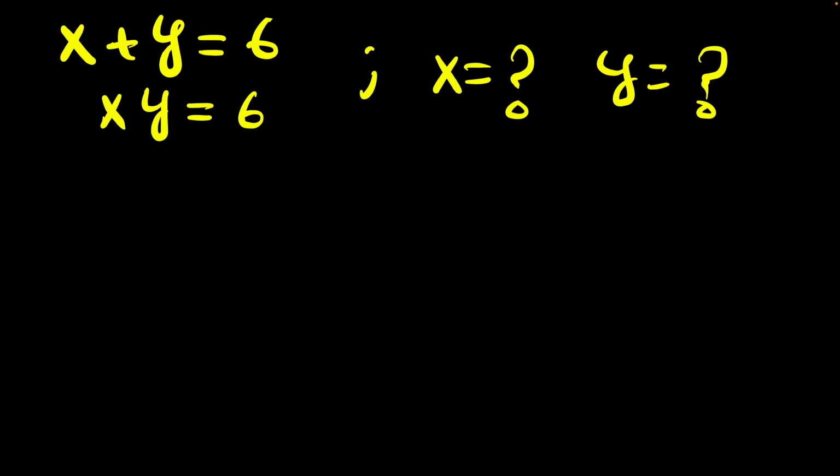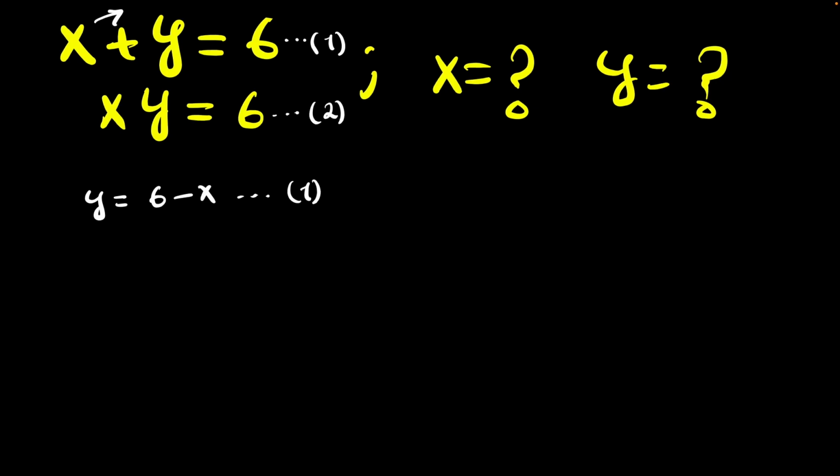In order to solve this question and find the value of x and y, I'm going to name the first equation as equation 1 and the second equation as equation 2. From the first equation, I'm going to move x to the right side of the equation. I'm going to write it like this: y is equal to 6 minus x. So this is our first equation, and I'm going to substitute it in the second equation.